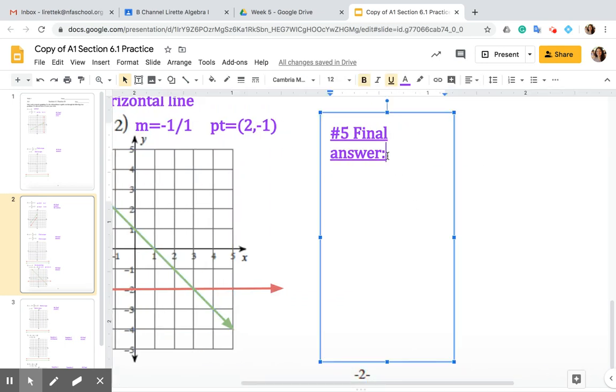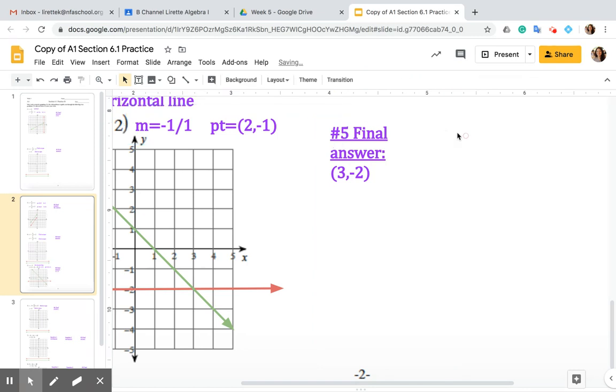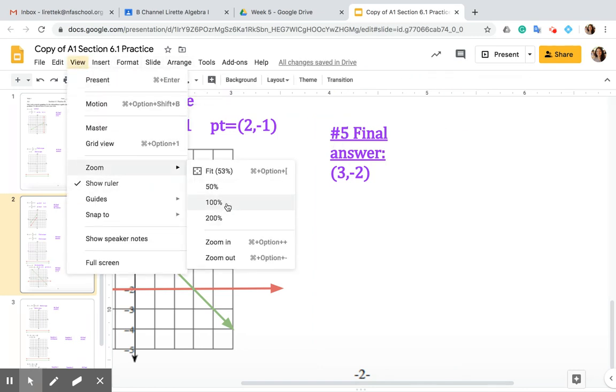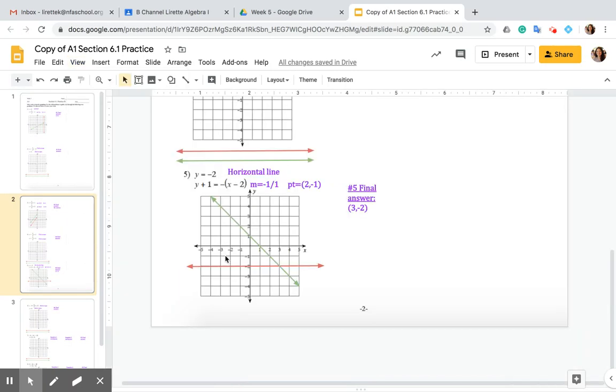I'm going to click on this text box. You may want to undo the underline so there's no underline in your ordered pair. Not a huge deal if you don't. So it was at 3, -2. Okay, I'm actually going to zoom out. I like the other view a little bit better where I can see more. Zoom out. There we go. That's a little bit better.